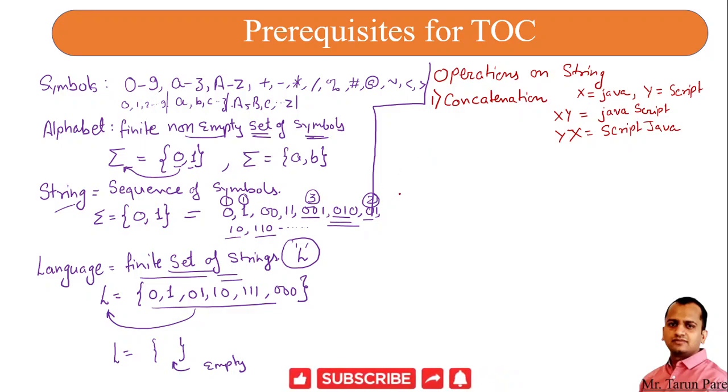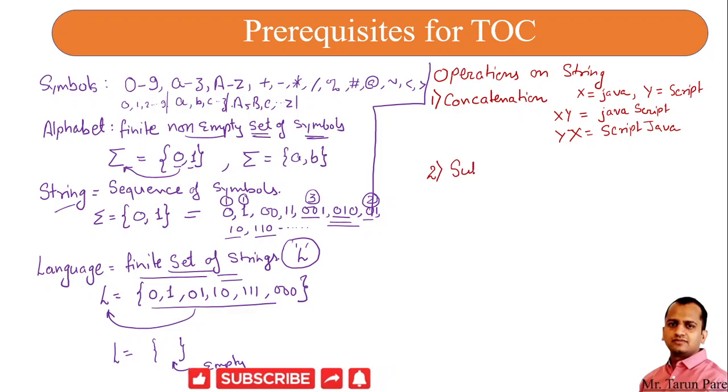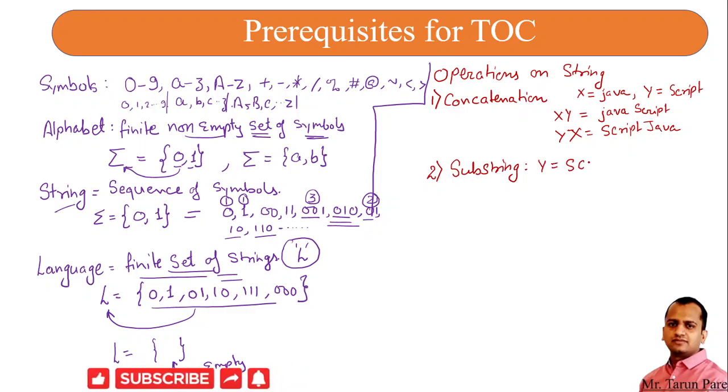The second operation which we can perform on the string is substring. So what is the substring? Suppose there is a string named y, which is script. Suppose I have written this script as a string, then in this there may be a prefix or a suffix, or whatever.